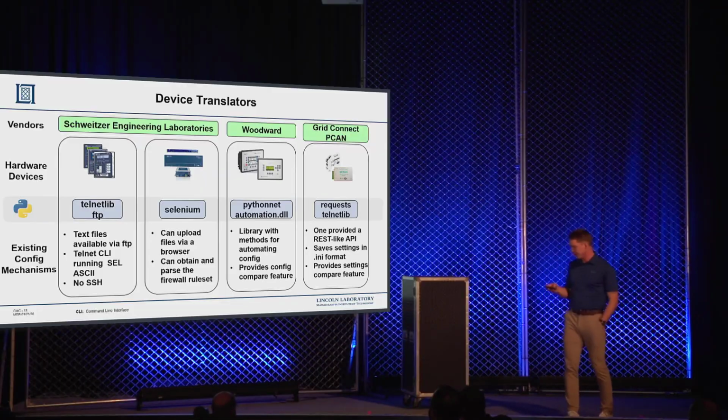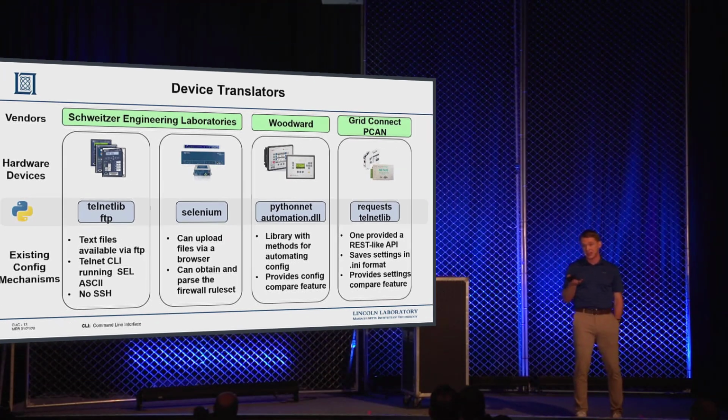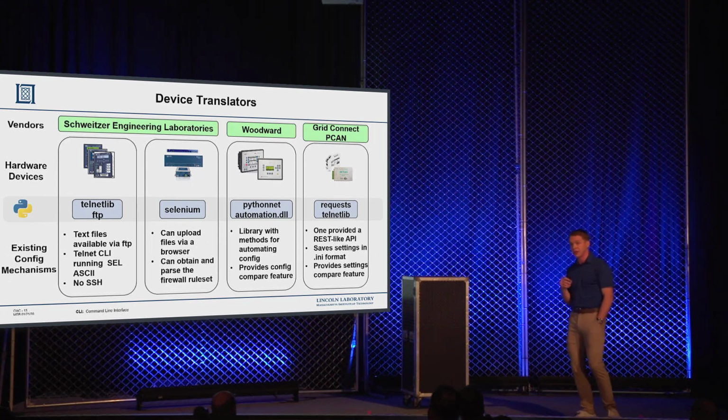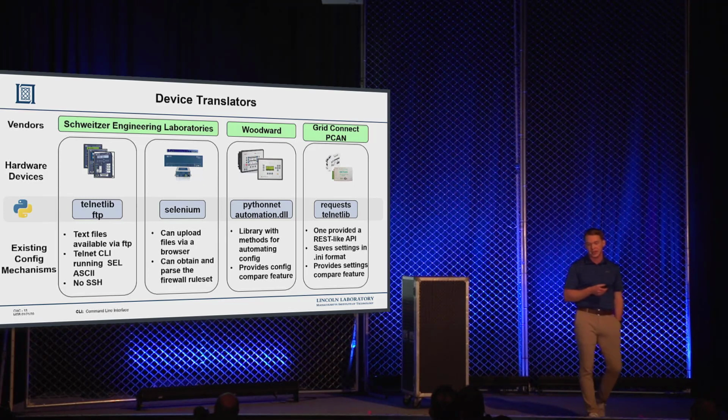So for the protection relays, the first one on the left, they expose all of their configuration files via Telnet and FTP. Now, their configuration files are actually text files. This was nice, so we could download that. We could use diffs right off the bat with these protection files, so that was good.